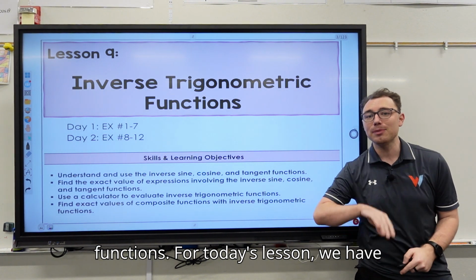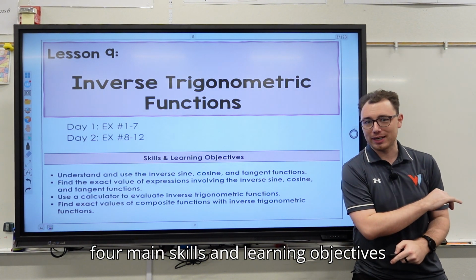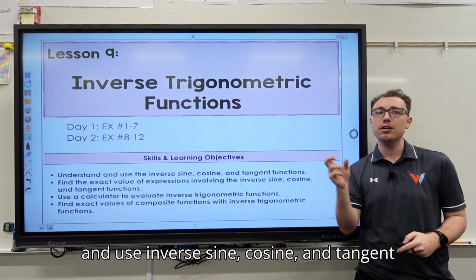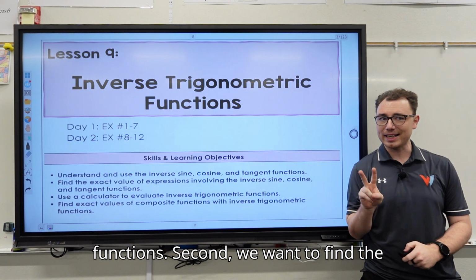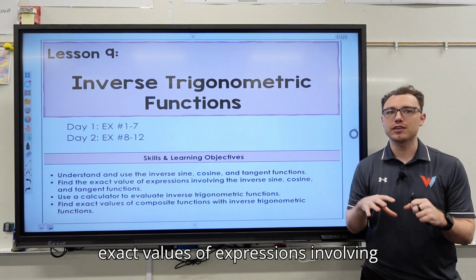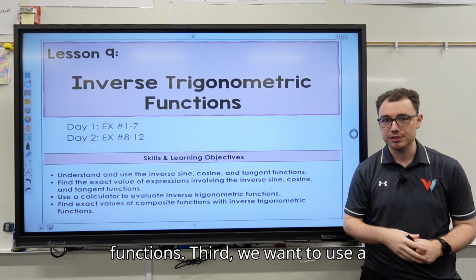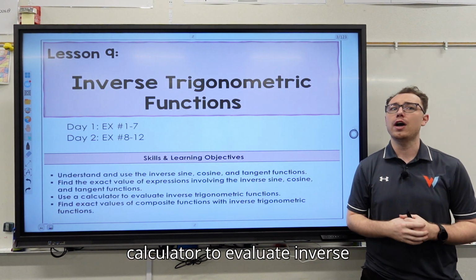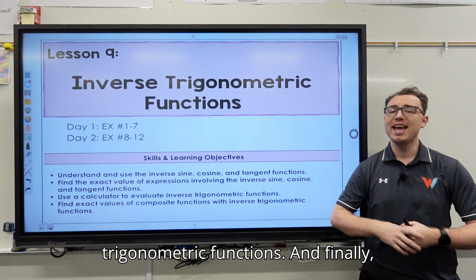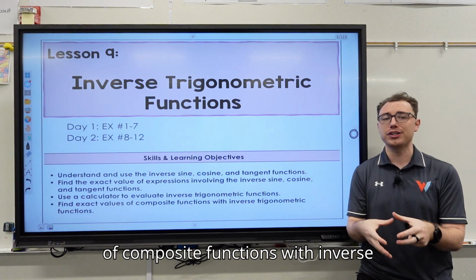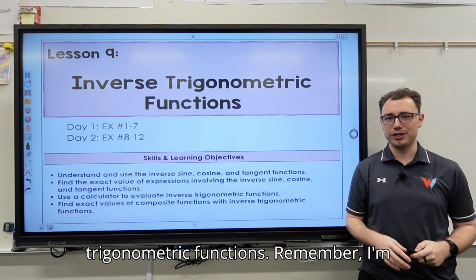For today's lesson, we have 4 main skills and learning objectives to tackle. First, we want to understand and use inverse sine, cosine, and tangent functions. Second, we want to find the exact values of expressions involving the inverse sine, cosine, and tangent functions. Third, we want to use a calculator to evaluate inverse trigonometric functions. And finally, fourth, we want to find the exact values of composite functions with inverse trigonometric functions.